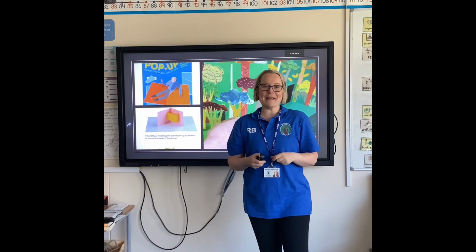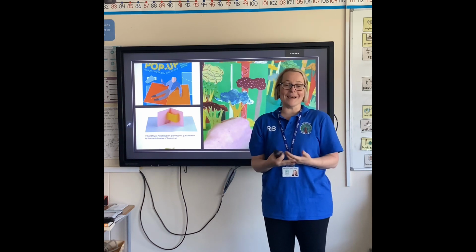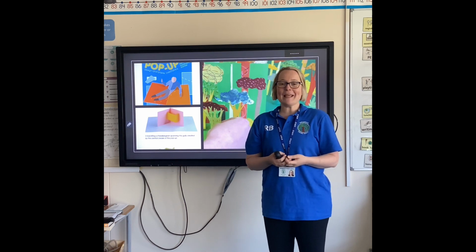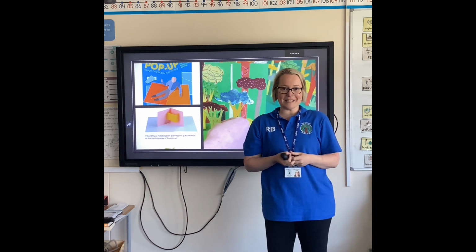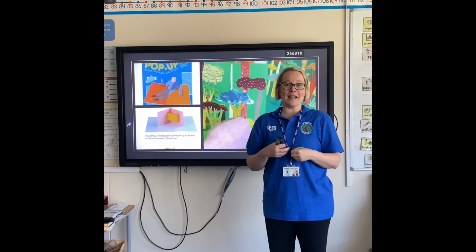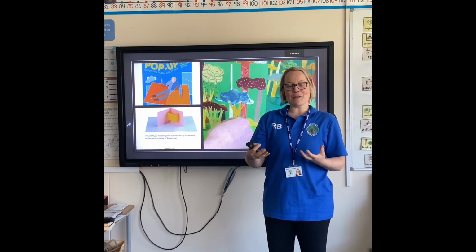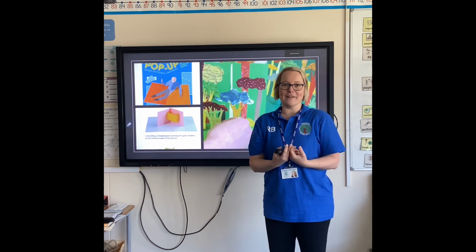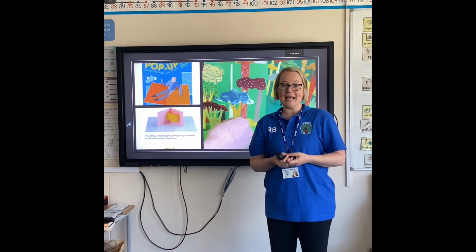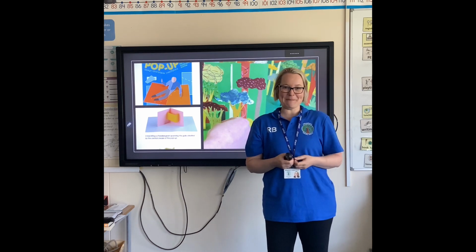In DT, we will be looking at pop-up books and the mechanisms that go behind them. We will be looking at the work of Matthew Reinhart and how he makes his fabulous pop-up creations. We will then be looking at that work in order to deconstruct it and find out how pop-up books work. We will then lead children through the design process so that they can create their own pop-up books to go with their quest writing to be able to perform their scripts at the end of the half term.